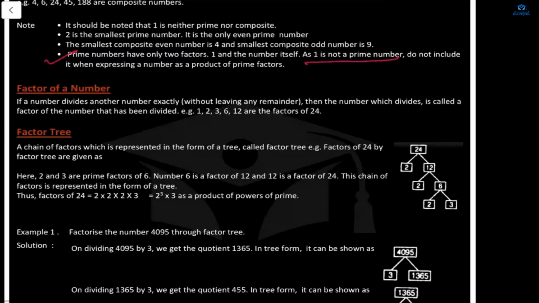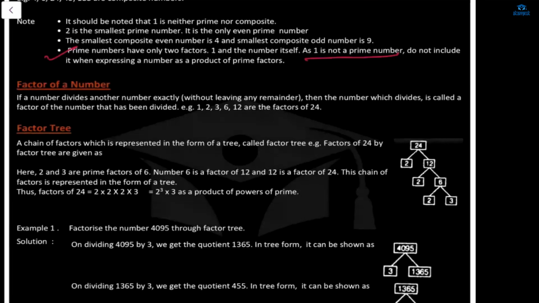Factors of a number are numbers which divide a number completely. If a number divides another number exactly, then the number which divides is called a factor of the number. Like the factors of 12 are 1, 2, 4, 3, 12, 6. All these are the factors of 12. So in a factor tree, we are actually finding the factors. Nothing more. But always remember, start with the smallest factor.